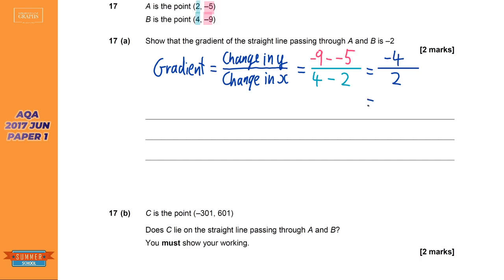Then that's minus 4 divided by 2. So a negative divided by a positive is a negative. 4 divided by 2 is 2. And we know we've got that right because the actual question says show that it is minus 2, and we have done.